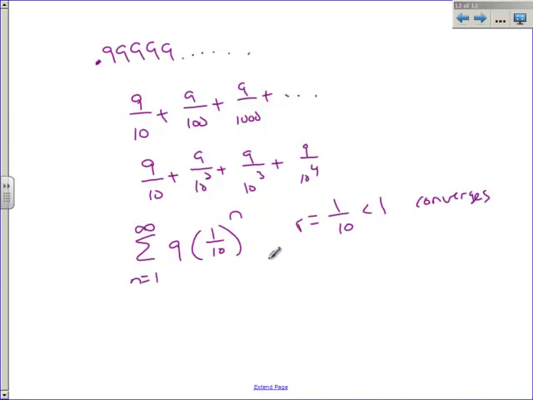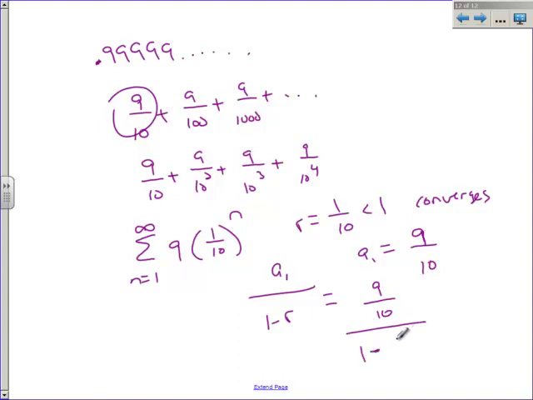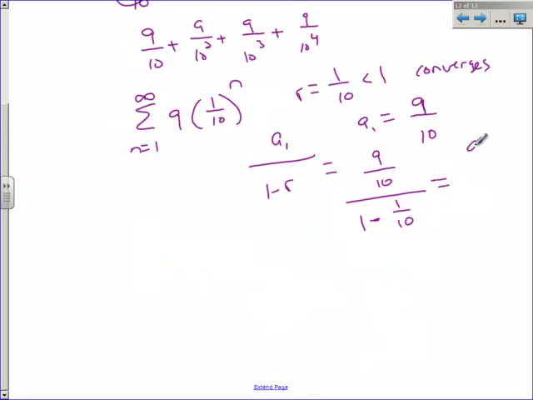The way you do that is you figure out the first term and divide that by 1 minus the common ratio. So what is the first term here? Well, I've got it written out here, it's 9/10, but also you can plug in 1 for n, and you can see the first term is 9/10. So this sums to first term 9/10 divided by 1 minus the common ratio. So what do we get here? We get 9/10 divided by 9/10, and of course we know anything divided by itself is 1, and we've just proven that 0.9 repeating equals 1.